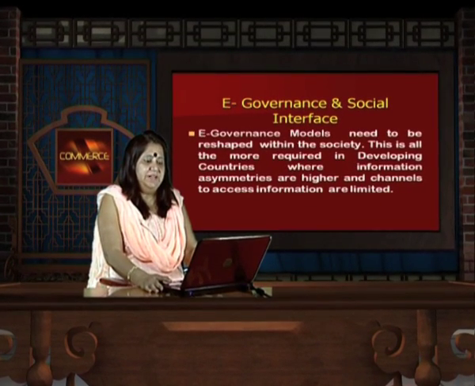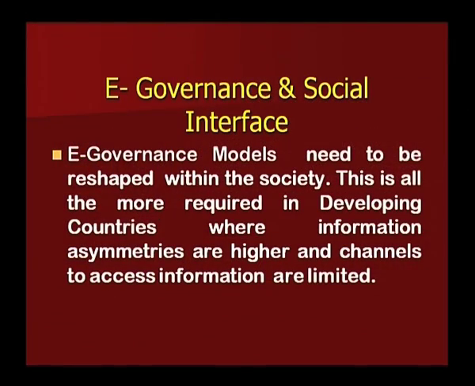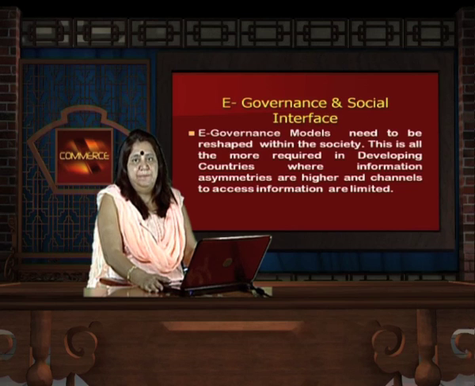Let's study e-governance and social interface. E-governance models need to be reshaped within the society. This is all the more required in developing countries where information asymmetries are higher and channels to access information are limited. Now, when we talk about a country like India, the information is there, but the access is less because most of the portals are still not connected to the public.